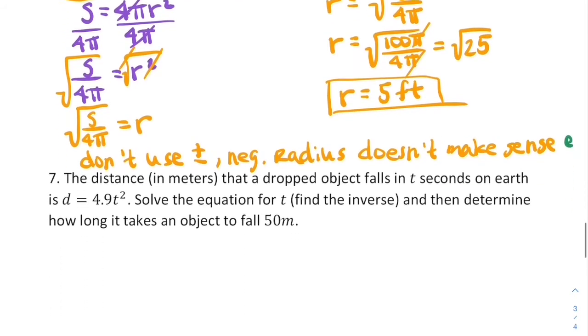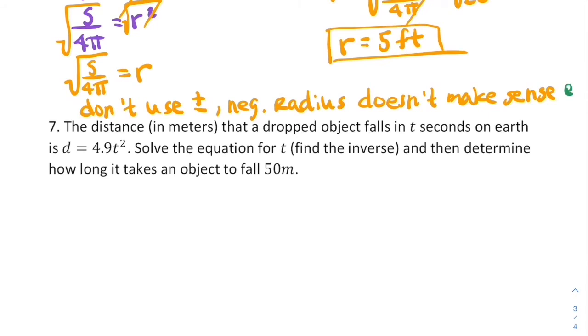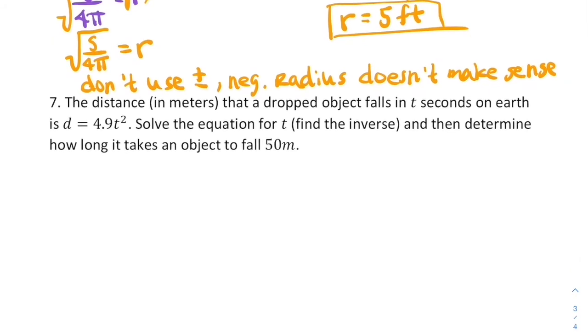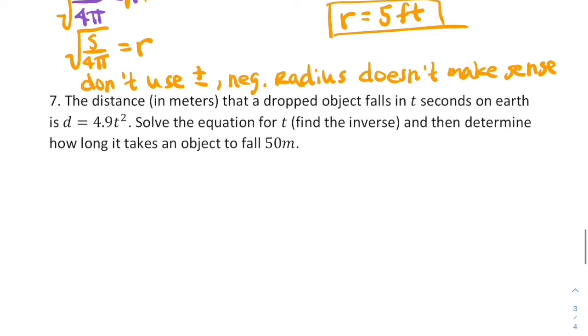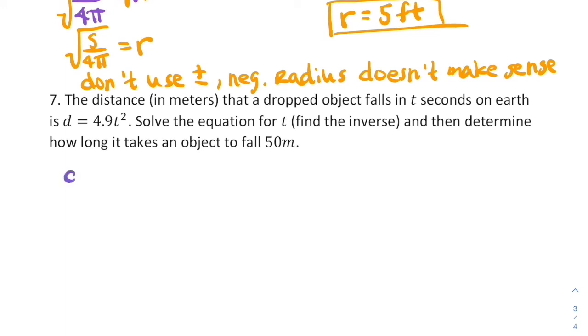All right, let's take a look at what might be a physics problem. So the distance in meters that a dropped object falls t seconds on Earth is d is equal to 4.9 t squared. Notice that we have a decimal starting out, so we're probably going to have a decimal answer. Solve the equation for t, so we're finding the inverse again, and then determine how long it takes for the object to fall 50 meters. So we're just going to start out like we've been doing. Again, don't change the variables. It makes no sense to call d equal to time, or vice versa, t equal to distance.